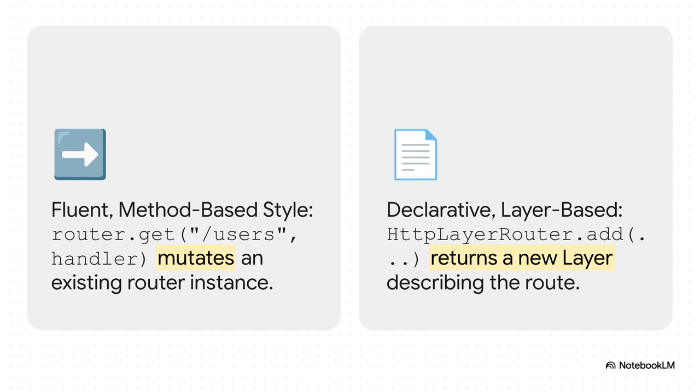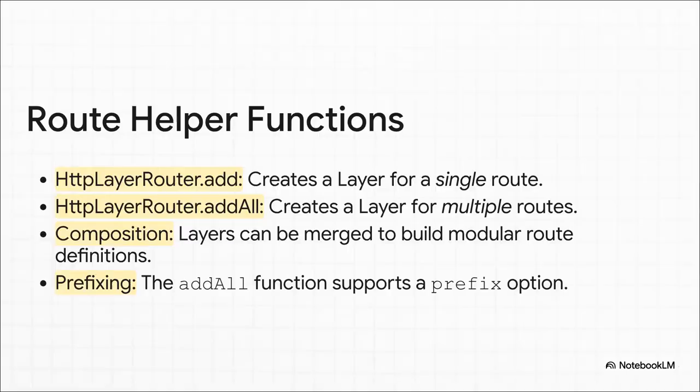Instead, it just hands you back a brand new value, a tiny self-contained blueprint that simply says, hey, at some point in the future, we're going to need a get route for /users. So the system gives you these helper functions, these little blueprint factories like add and addAll. And because they just create these blueprints, which are really just values, you can start snapping them together like Lego bricks. You can take your user routes blueprint and combine it with your product routes blueprint.